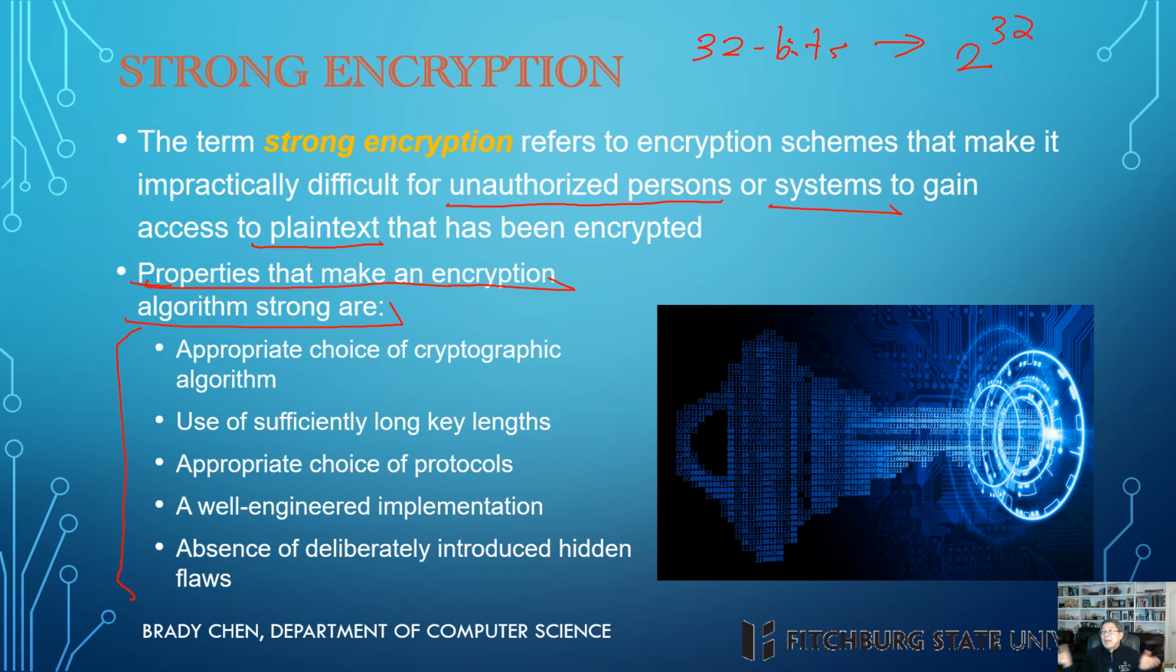Now, in modern days, even 2 to the 32 is not big enough, so it's still not secure against the brute force attack. But now people can increase the key length from 32 to 64 bits. Now with 64 bits, it can represent 2 to the 64 different keys. Okay. And then the other properties include appropriate choice of protocols, well-engineered implementations, and absence of deliberately introduced hidden flaws. These are all the properties related to strong encryption. Okay.